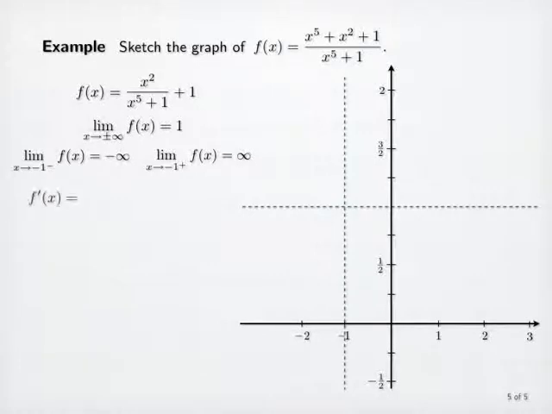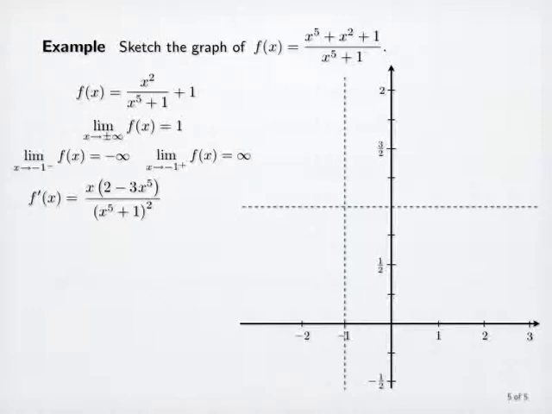Now let's compute the derivative. F prime of x, using the quotient rule, will be a fraction whose denominator is x to the fifth plus 1 squared. The numerator will be the derivative of x squared, 2x, times the denominator x to the fifth plus 1, minus x squared times the derivative of x to the fifth plus 1. The numerator simplifies to 2x minus 3x to the sixth power, which then factors to give us x times 2 minus 3x to the fifth, all divided by x to the fifth plus 1 squared.